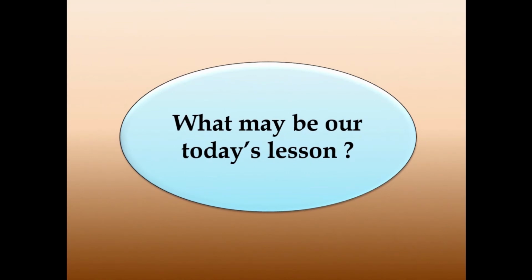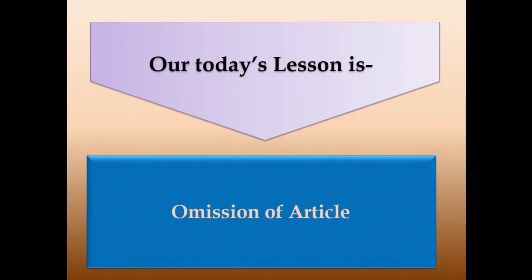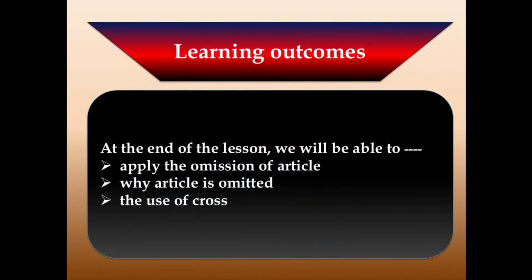So what may be our today's lesson? Mention of article. So our today's lesson is omission of article. At the end of the lesson, we will be able to apply the omission of article and know why article is omitted, and the next one, the use of cross.